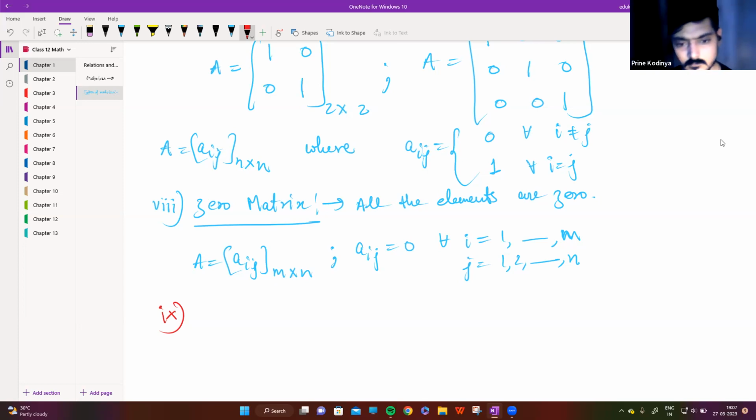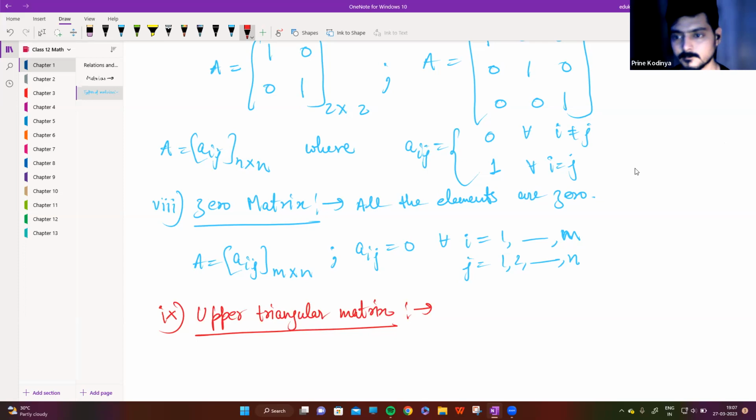This is the same idea, so let's talk about the upper triangular matrix. I'll first show you an example. Then we will write how to express an upper triangular matrix in purely mathematical form, which we will understand a little later. First, let's check how an upper triangular matrix looks.